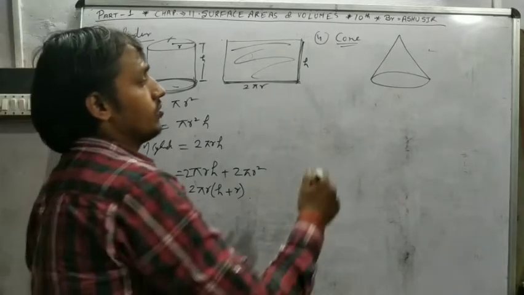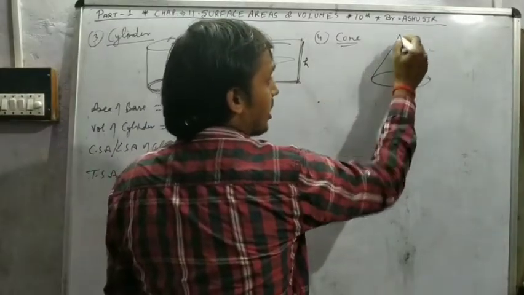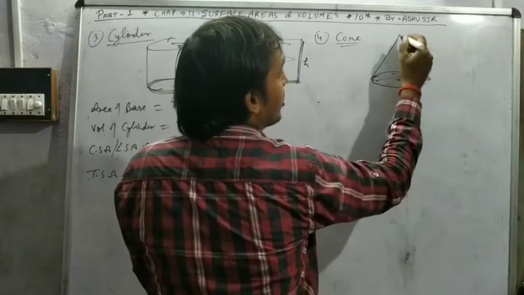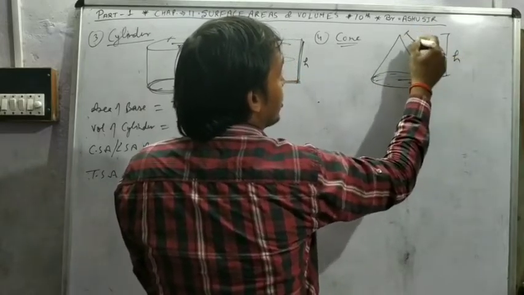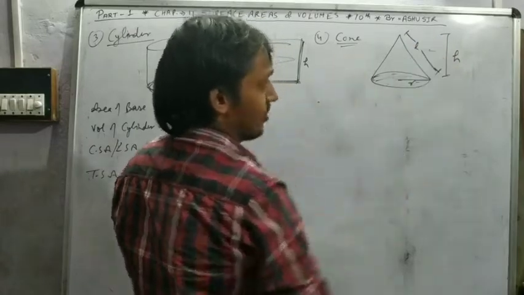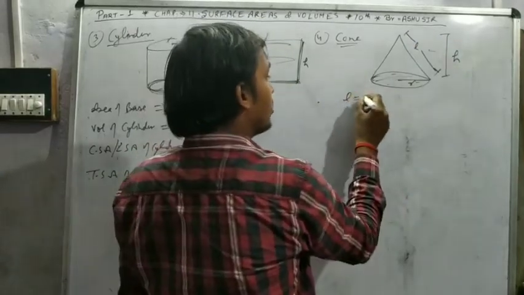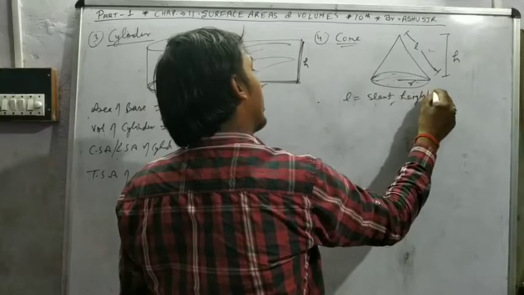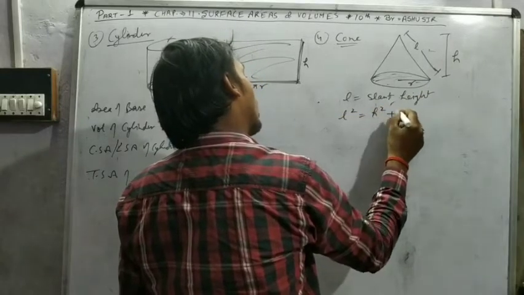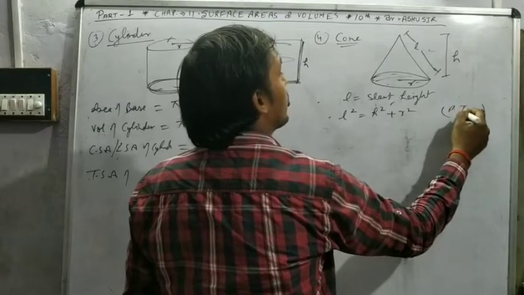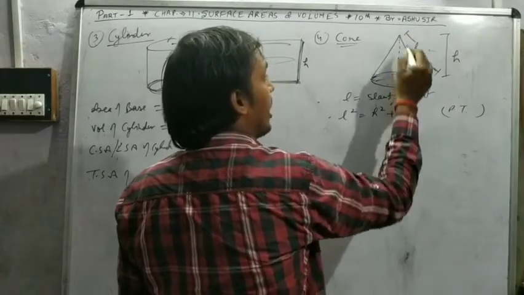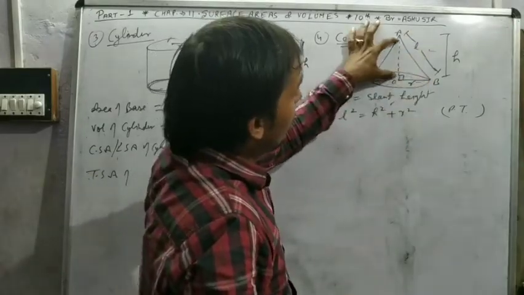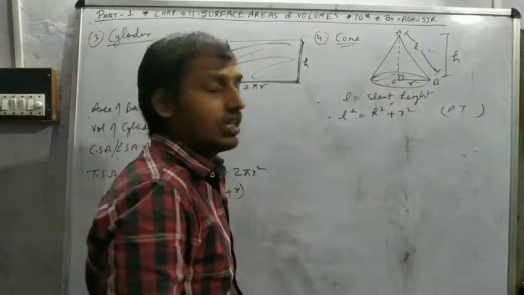When we talk about the cone, there is a vertex point. This is a circular base. So it has the radius r, height h, and l is the slant height. That is L square is equal to h square plus r square. Pythagoras theorem. If we join this line, 90 degrees at O, hypotenuse square equals perpendicular square plus base square. This is the relationship between L, H and R.